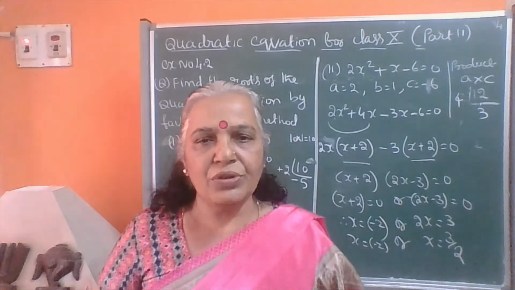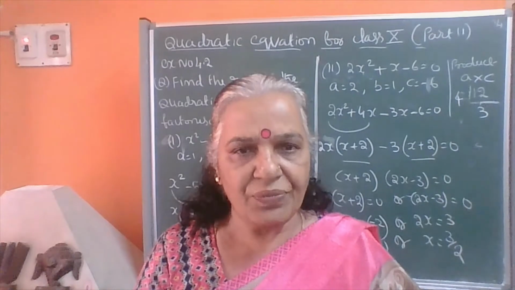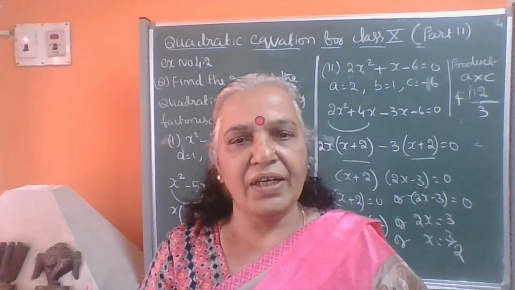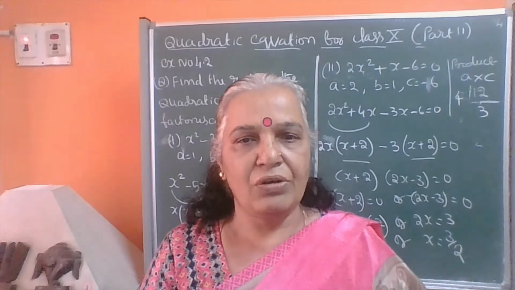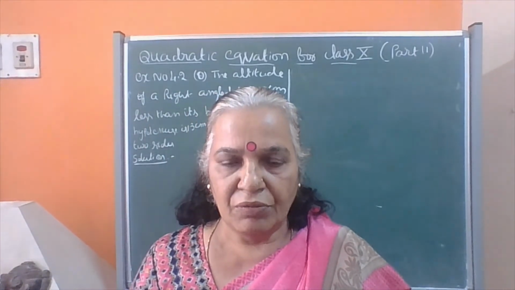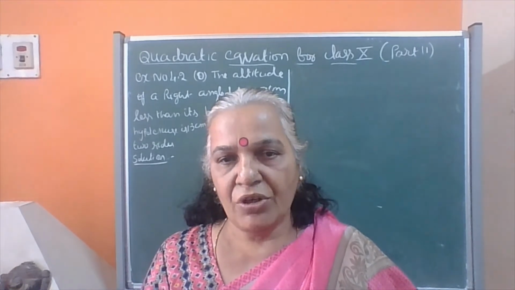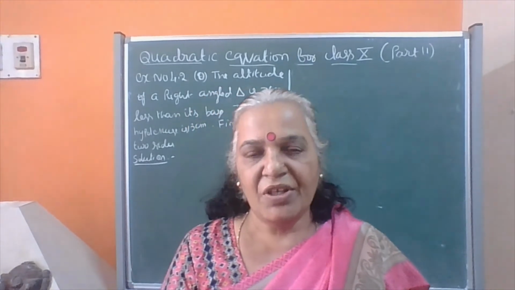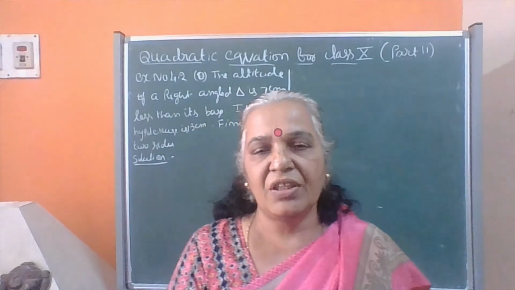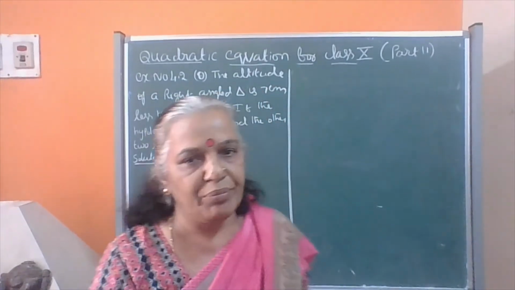And now we are going to solve some more sums, that is the statement sums, where we have to convert the statement or the situation into a quadratic equation. Then we have to solve it. Now we are going to solve one more question from the textbook. This is also from exercise number 4.2. It's a statement sum. First, we have to convert the statement into a quadratic equation by using the given values and then find the value of the unknown number.